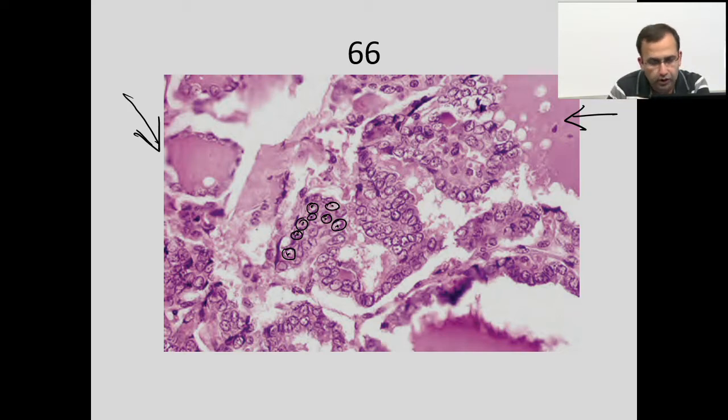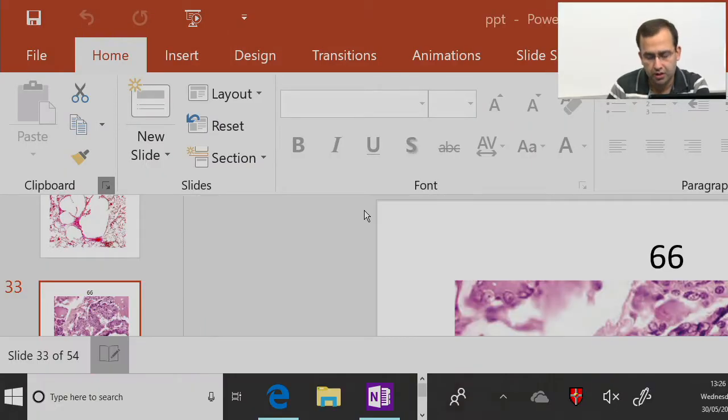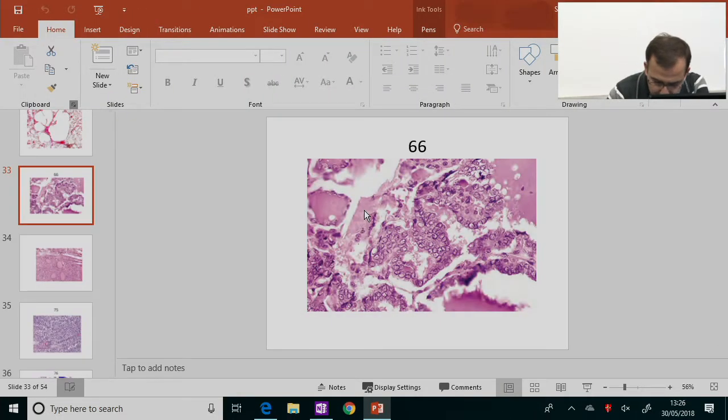Have a look at all the cells. This is what they look like. This is the Orphan Annie nucleus seen in PTC, papillary thyroid carcinoma.